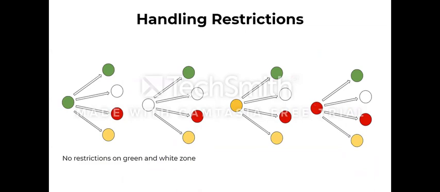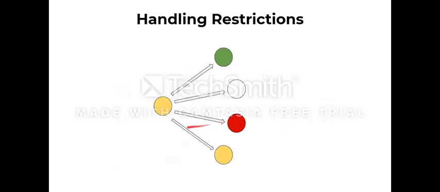We have four types of cities. Once we enter a green or a white zone, then we can travel to any other zone. For these two kinds of zones, we do not have any restriction. We have restrictions only once we enter a city which has a yellow or red zone. Suppose we are currently at a yellow zone city, we will try to find out which zone city we can visit from this particular yellow zone directly.